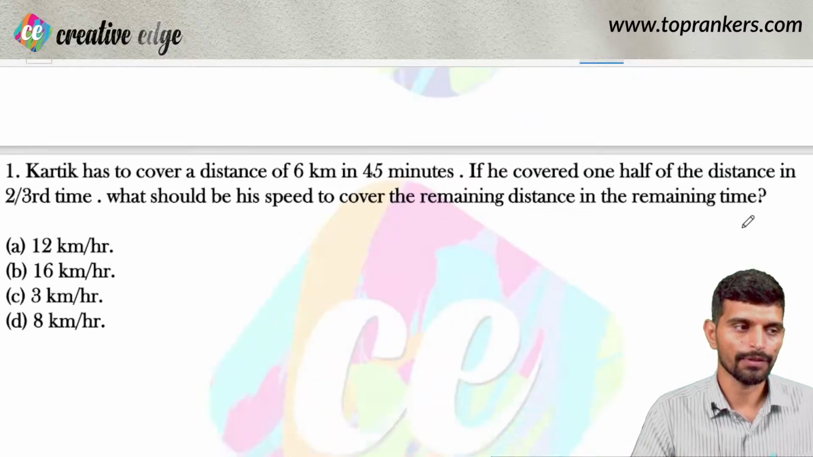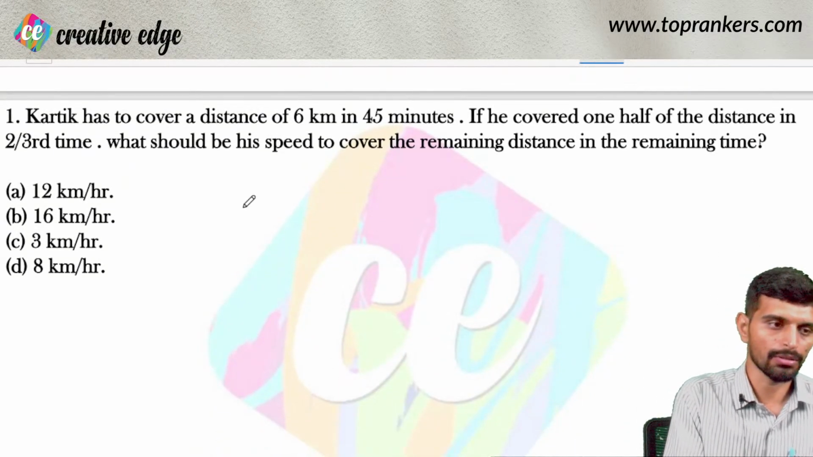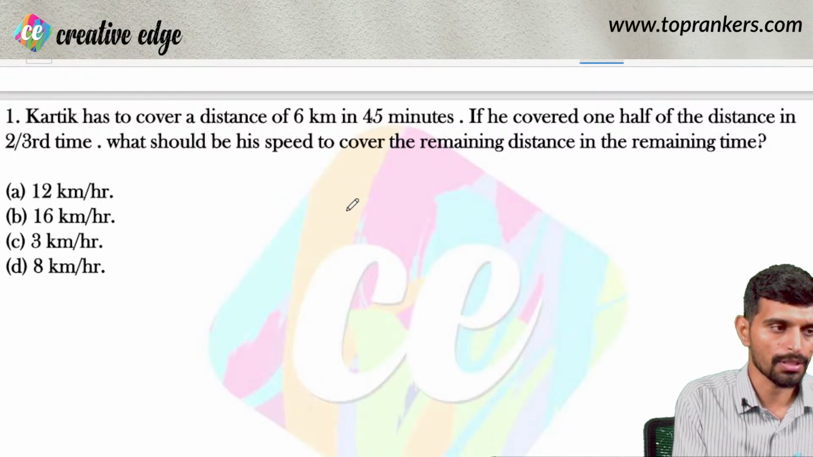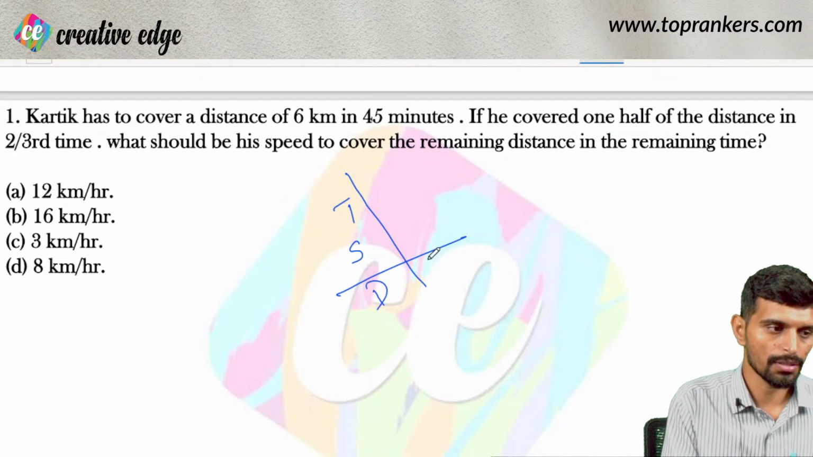So let us start with time, speed and distance. The basic idea is that time into speed, the product of these two, gives us distance.